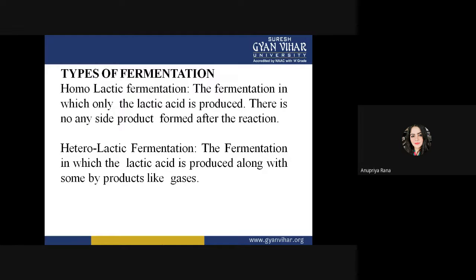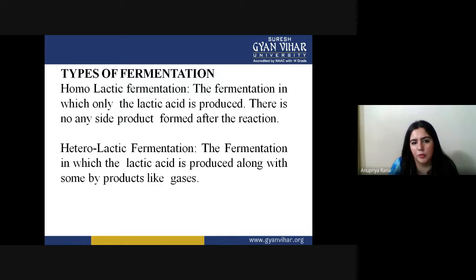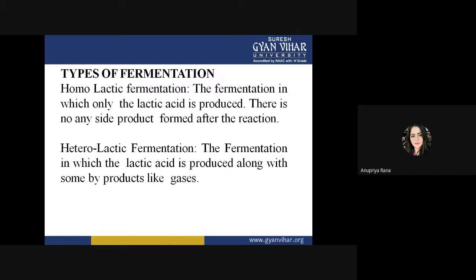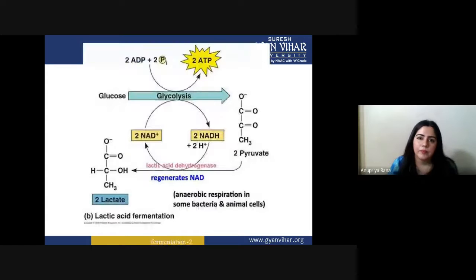Now, types of fermentation. In lactic fermentation, there are two types. One is homolactic fermentation. What happens in the case of homolactic fermentation? It is the fermentation in which only lactic acid is produced. No other byproduct is produced when homolactic fermentation happens. The opposite is heterolactic fermentation. In this fermentation, the lactic acid is produced along with some other gases or byproducts. In homolactic fermentation, there will be no other byproducts.